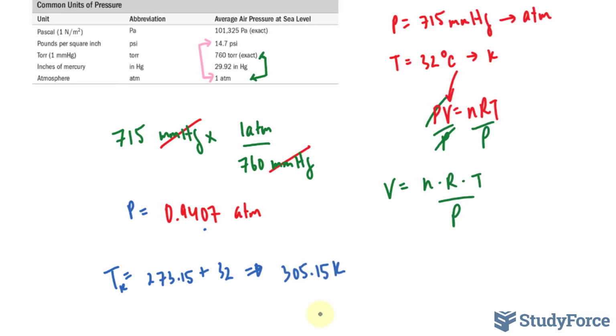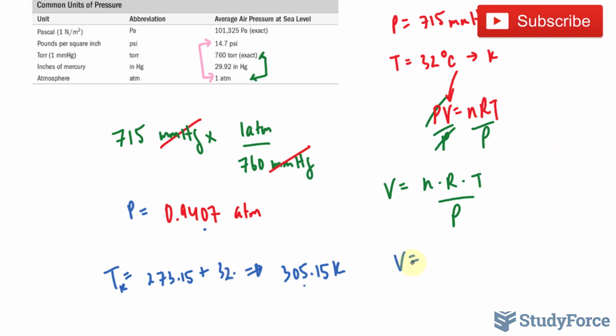305.15. And remember, this number should not have any numbers after the decimal, because when you add, the significant figures only count after the decimal place. And since this is an exact number, we don't care about the two numbers here. We only care about the fact that there's none after the 32. So I'll put a dot underneath the 5.